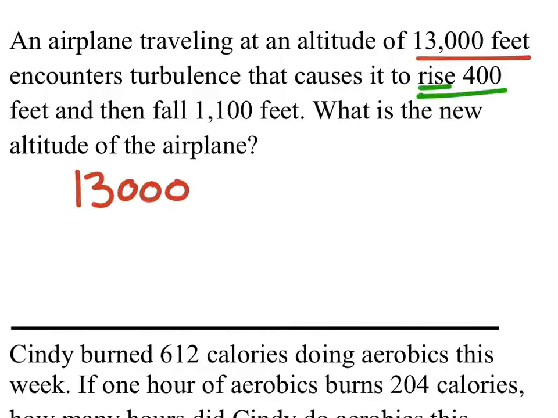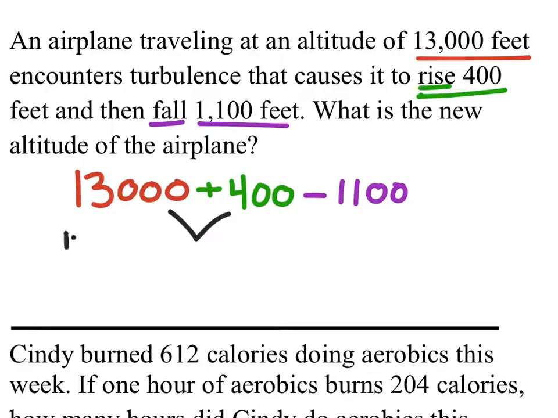Now if we look at the next value, which shows that the turbulence causes it to rise, and rise is one of the key words here. Rise would indicate addition. It's going to rise by 400 feet. And then next it says it's going to fall 1,100 feet. Fall would indicate that it's subtracting this value off. Now to do this problem, I'm going to first start with these first two values, which is 13,000 and 400. We know the operation between those is addition because it rose that value, and that would be 13,400 feet.